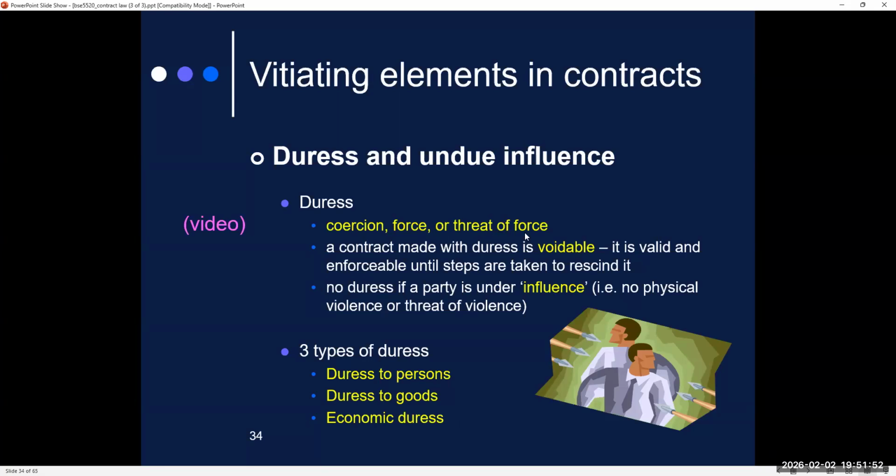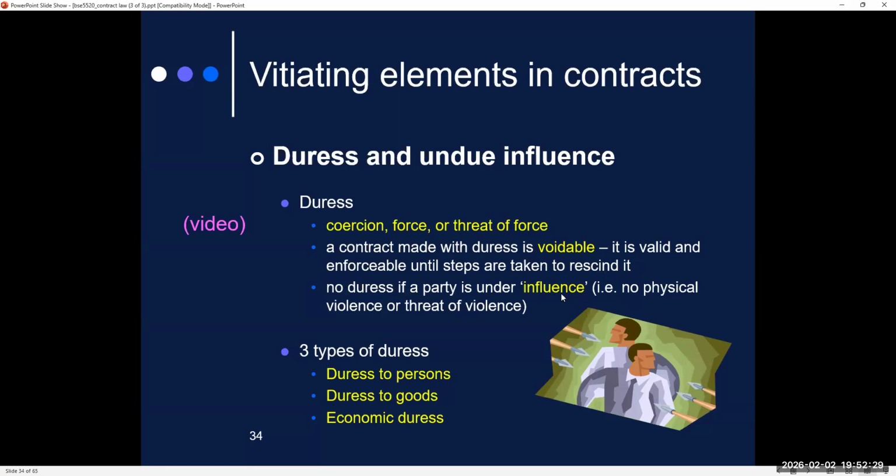Coercion, force, or threat of force. Threaten. You threaten somebody, saying, oh, if you don't sign it, I would do something that is not good to you. Something like that. Okay? So coercion, force, or threat of force. A contract made with duress is voidable. It is valid and enforceable until steps are taken to rescind it. Rescind is to cancel. Okay? Make it ineffective. Cancel the contract, like rescind.